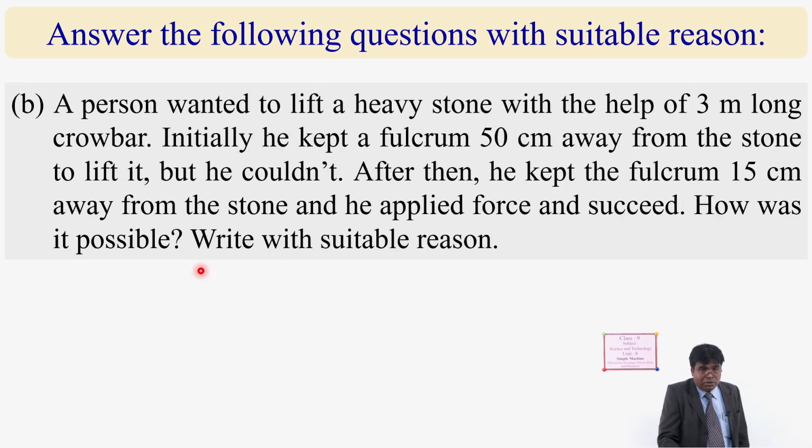You have another one. A person wanted to lift a heavy stone with the help of a 3-meter long crowbar. Initially, he kept the fulcrum 50 centimeter away from the stone to lift it, but he couldn't. After that, he kept the fulcrum 15 centimeter away from the stone and he applied force and he succeeded. How was it possible? Write with suitable reason. So these are two questions I am leaving for you, and you do the solution and show to your subject teacher.